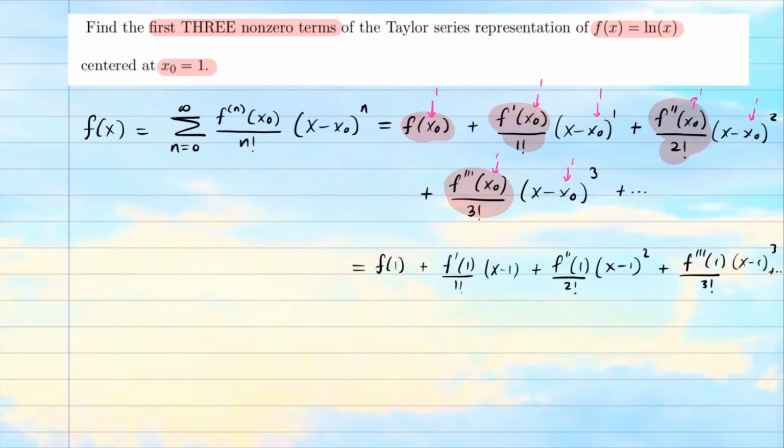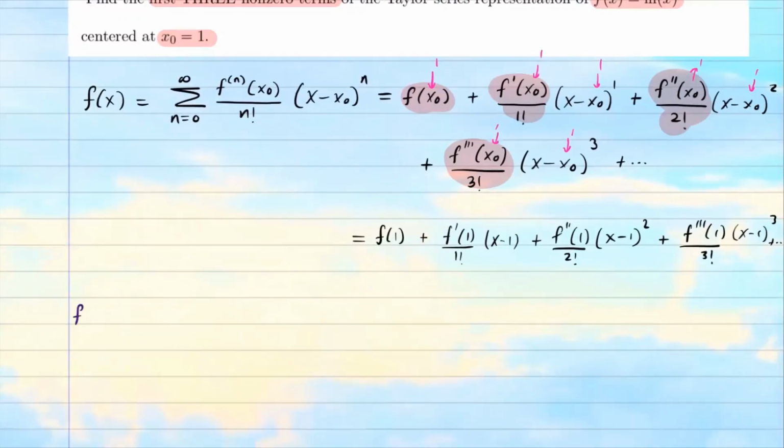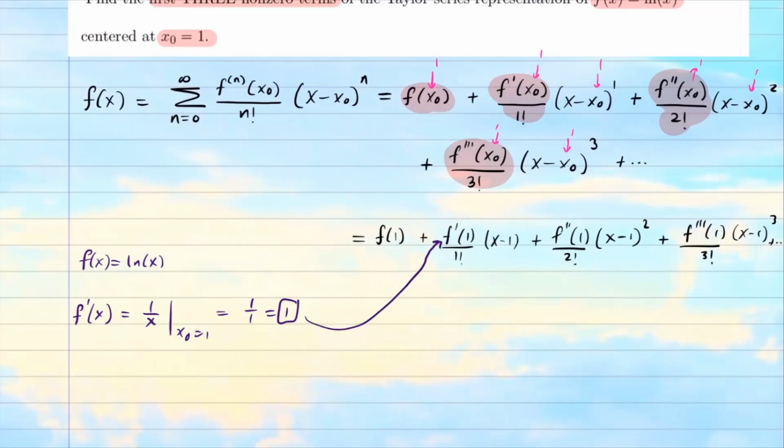Now let's go ahead and find these coefficients. We're going to compute the derivatives of this function, f of x. We know f of x is given as ln of x, and the first derivative we know is 1 over x. Now you're going to evaluate this at the center so that you get the first derivative at 1. That'll be 1 over 1, which is 1. So that's what we're going to plug in right up here.